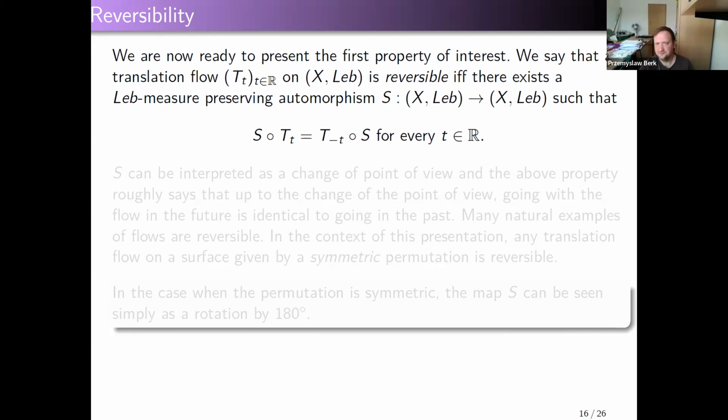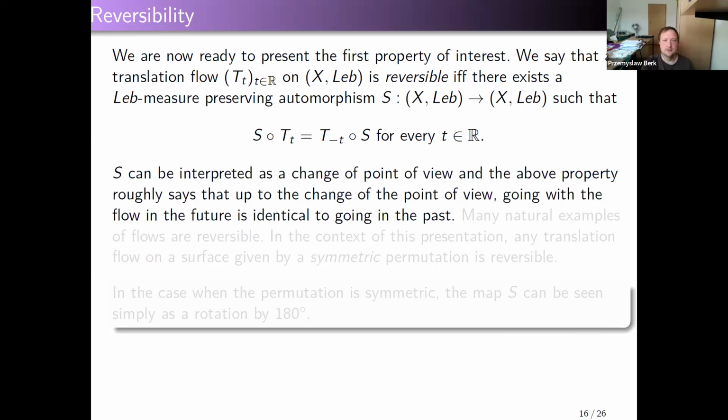Mathematically, it means that there exists a Lebesgue measure preserving automorphism S such that it conjugates those two flows. The conjugation means exactly what is written. If I change my point of view, I see one flow, I change my point of view, and I see another flow. So I'm asking if I see a flow forwards, if I do something, I can see the flow backwards. This is what is written over here.